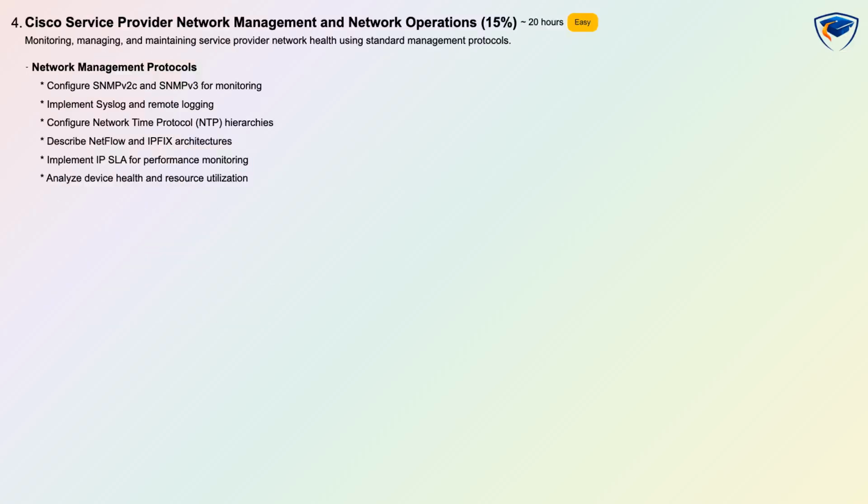Cisco Service Provider Network Management and Network Operations is 15% of the exam, classified as easy, with about 20 hours of study and conceptual plus scenario-based assessment. The focus is monitoring, managing, and maintaining service provider network health using standard management protocols and tools. You will configure SNMPv2c and SNMPv3 for monitoring, implement syslog and remote logging, and set up NTP hierarchies to ensure accurate timestamps. The domain also covers NetFlow and IPFIX architectures, configuring IP SLA for performance monitoring, and analyzing device health and resource utilization for operational troubleshooting and reporting.